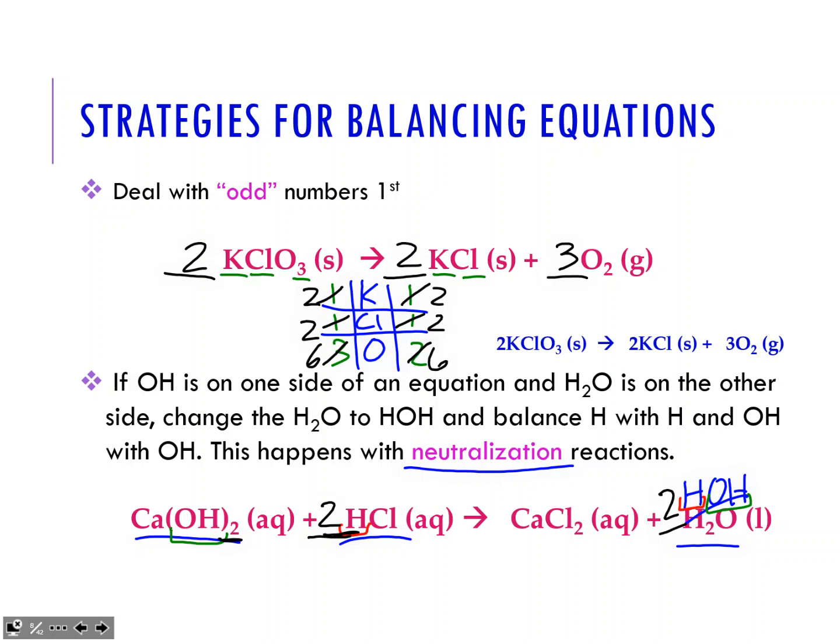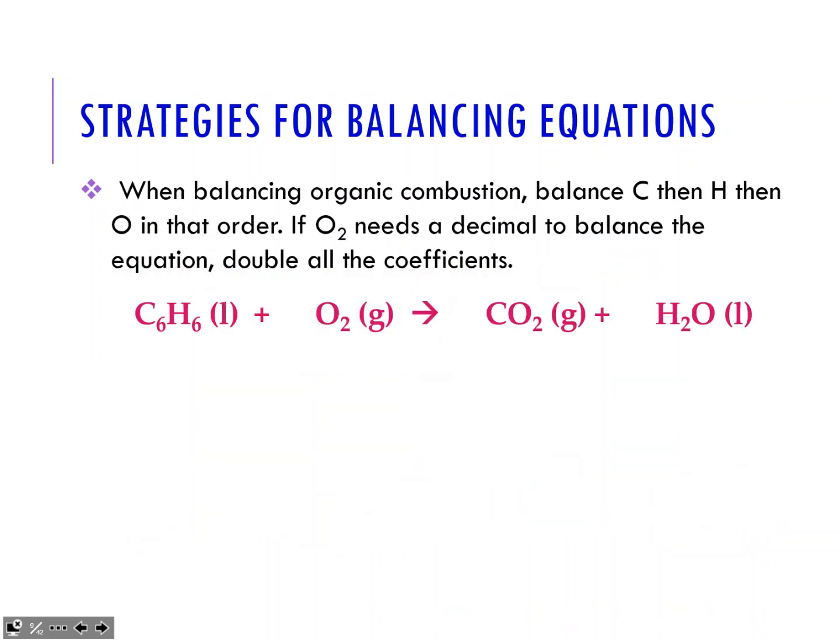Now for organic combustion, there is an easy strategy for this if you can remember. It will definitely speed up balancing organic combustions. It's called the CHO. You must balance C first, then H, and then O at the very end. So let's go ahead and show how this works, and it never fails. It never fails on you.